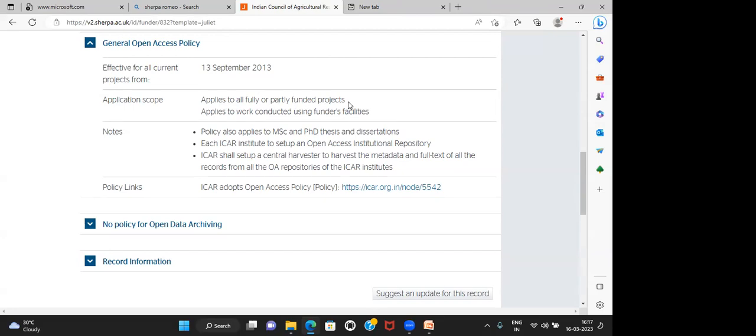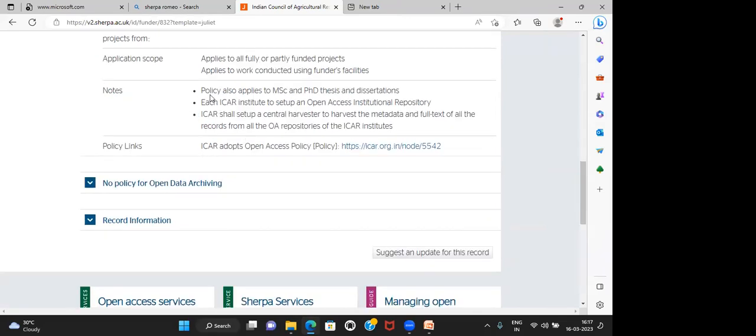Fully and partly funded projects, in all cases it will be applied. And some notes are important. Notes are also here, you will find. The policy also applies to MSc and PhD thesis and dissertation.